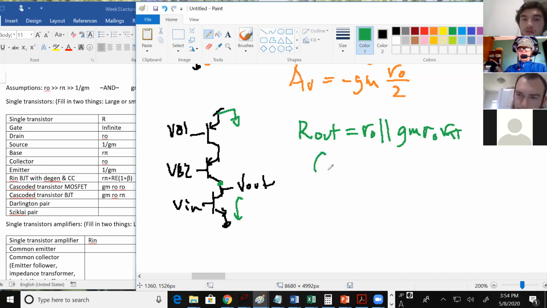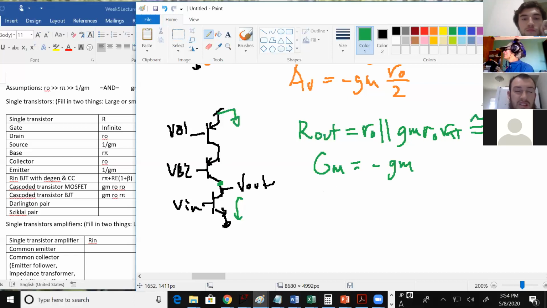And then you need GM. Still negative little GM. So this is still a common emitter. It just had its load replaced with the cascode, so it's still minus GM. Okay, if you look at this, what's your R out approximately? Let's say R pi is 10,000, RO is 100,000, GM is 1/10 or something. Would it just look like RO? Yes.